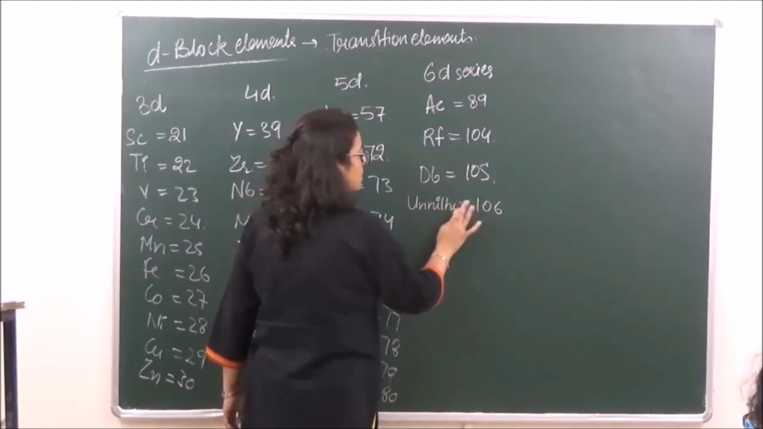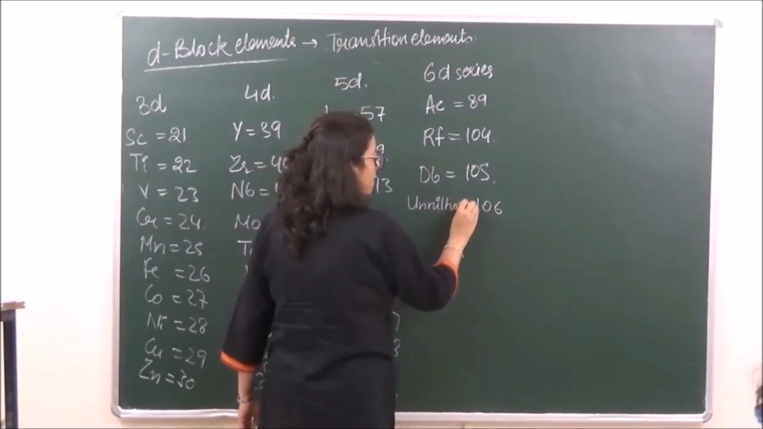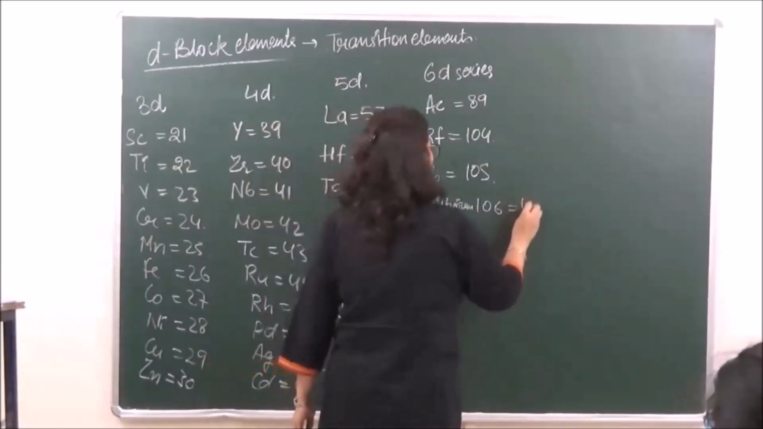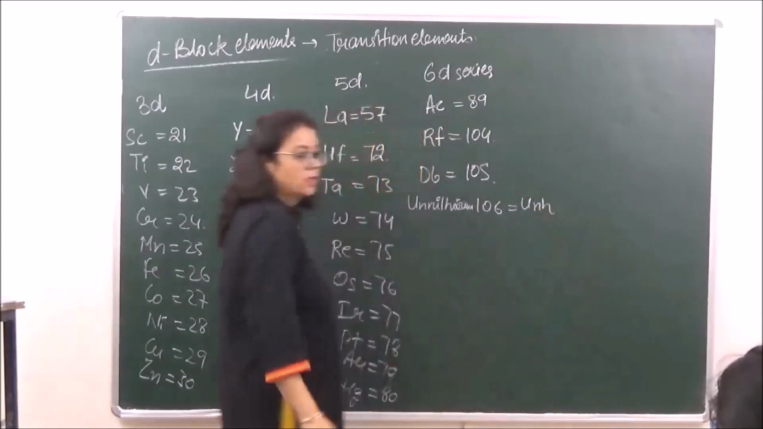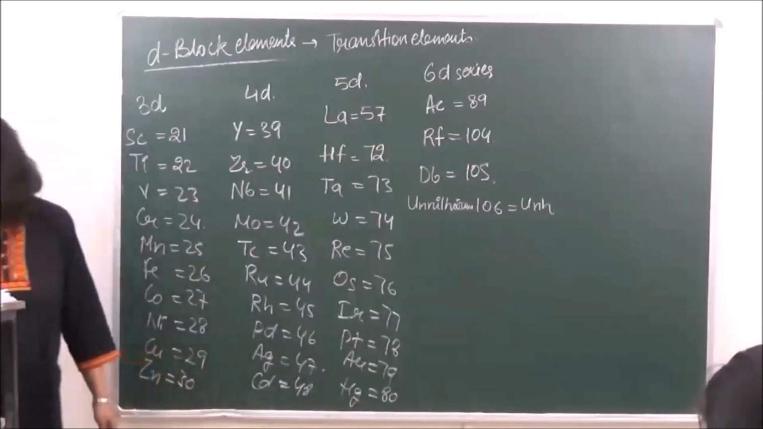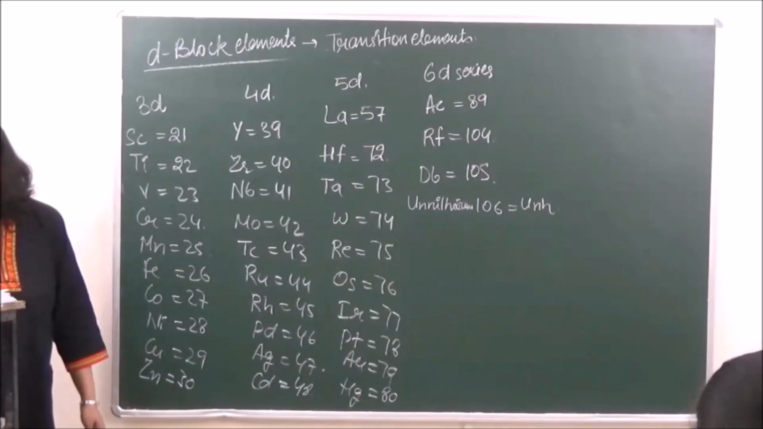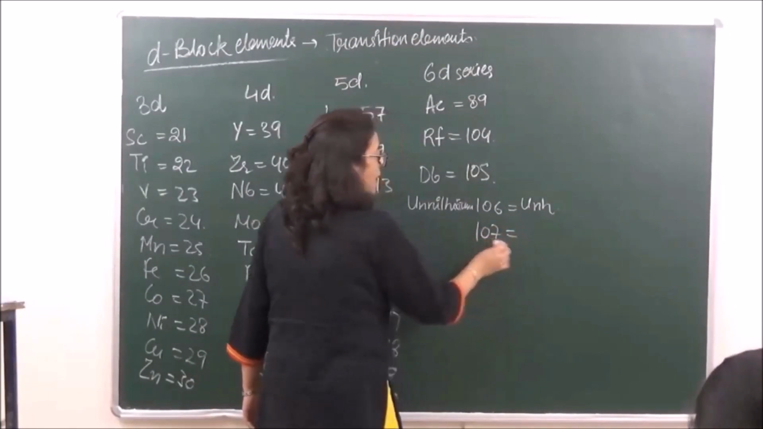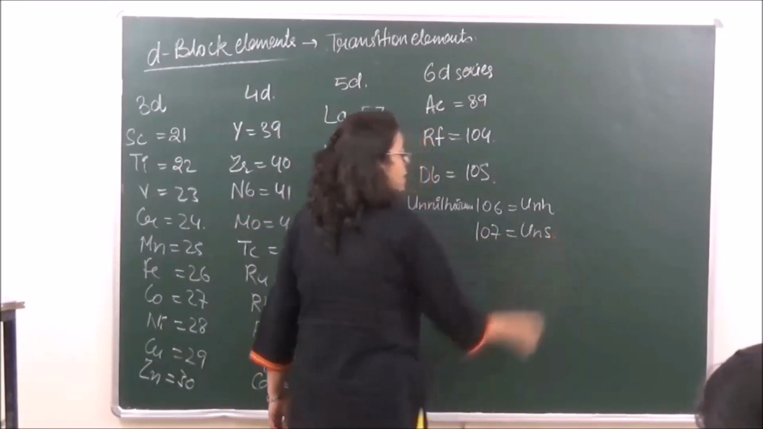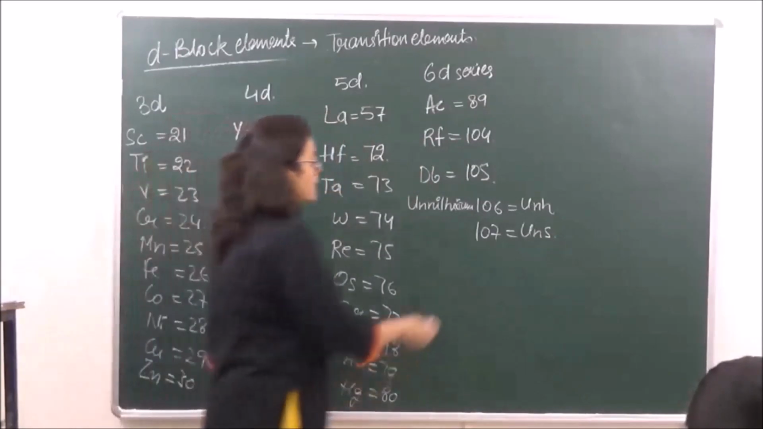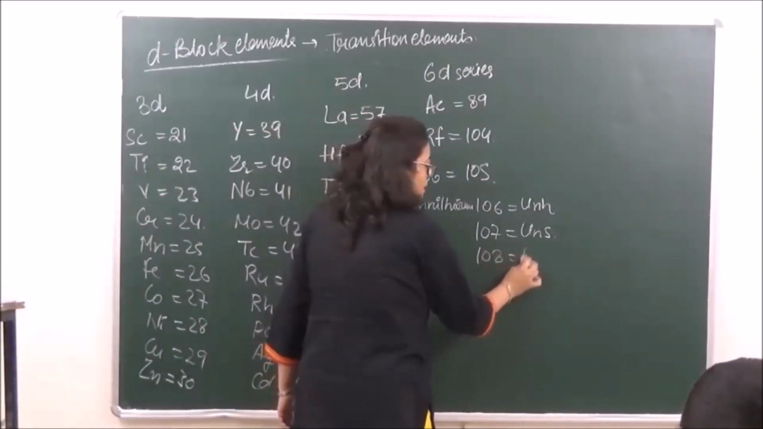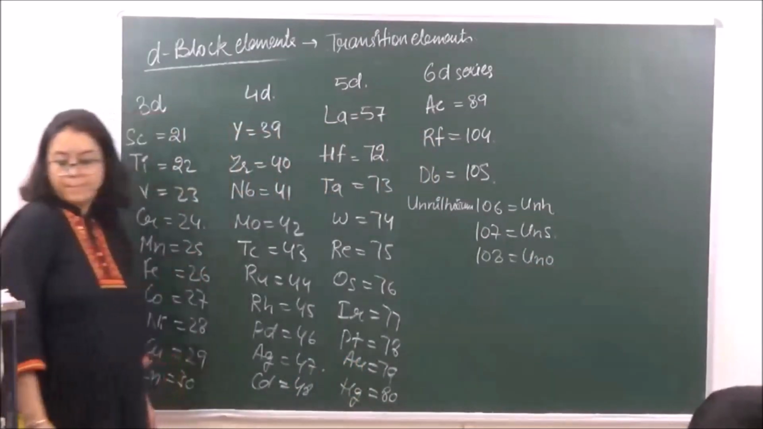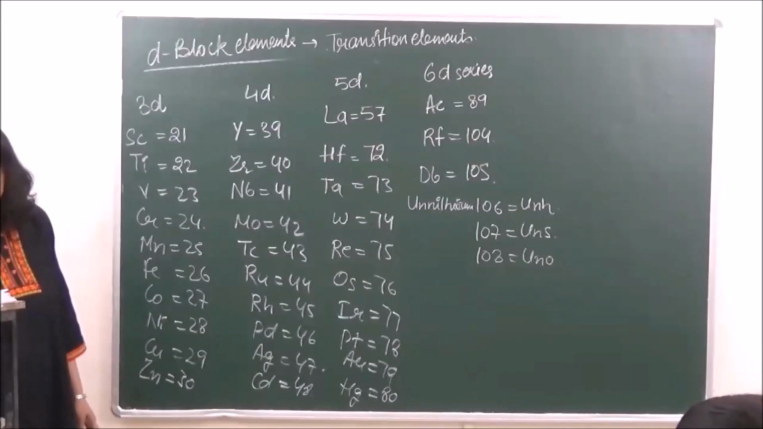Nil hexium, right? And what is going to be the symbol? UNH. This is going to be the symbol. Okay? Then after that we come to 107. Nil septium. So UNS, right? Then is 108. UNO. Nil octium. Right?